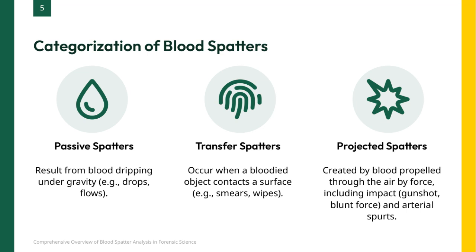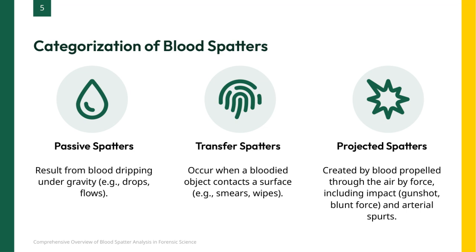Next are transfer spatters. These happen when a bloodied object comes into contact with another surface, leaving behind smears or wipes. For example, if someone touches a bloody knife to a wall, that contact creates a transfer pattern.